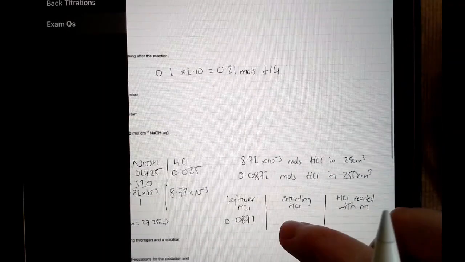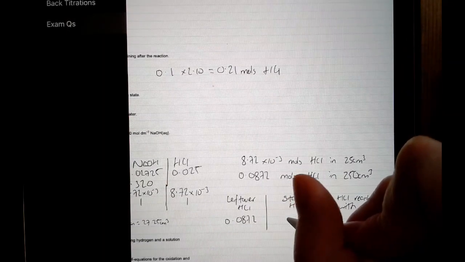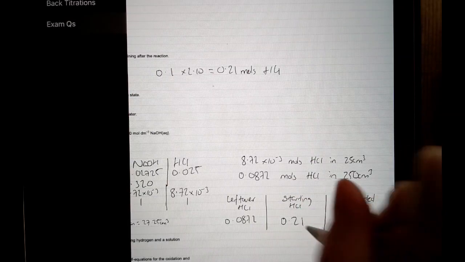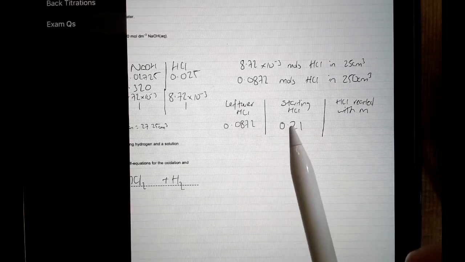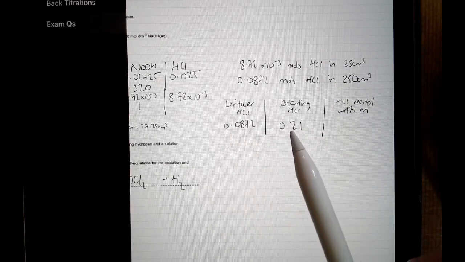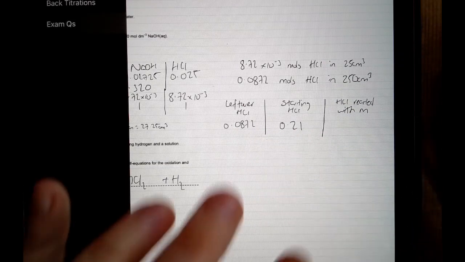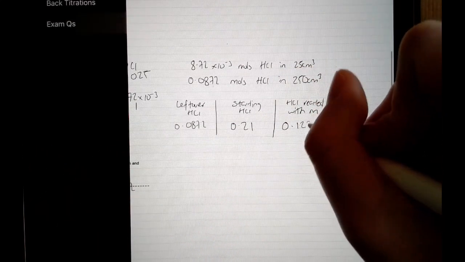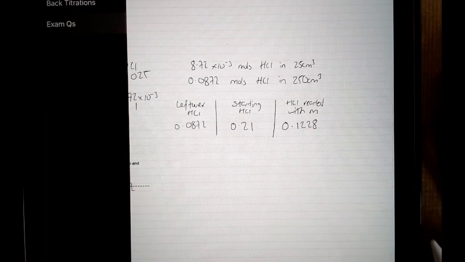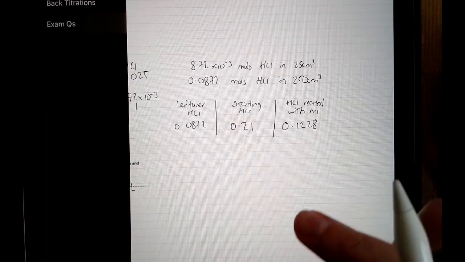So I'm going to fill that here into the little table that I've made. Number of moles of HCl that I started with, 0.21. So I know the number of moles that was left after the reaction. I know the number of moles that I started with. So by just subtracting one from the other, I'm going to work out the number of moles of HCl that actually reacted with my metal. So that's the number of moles that reacted with my metal.